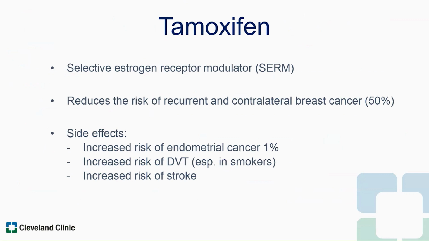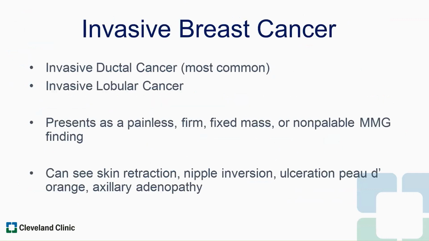It reduces the risk of recurrent or contralateral breast cancer by about 50%. Some of the side effects of tamoxifen include increased risk of endometrial cancer, about 1%, increased risk of DVT, especially in smokers, and increased risk of stroke. The benefits outweigh the risks in an overall average person.